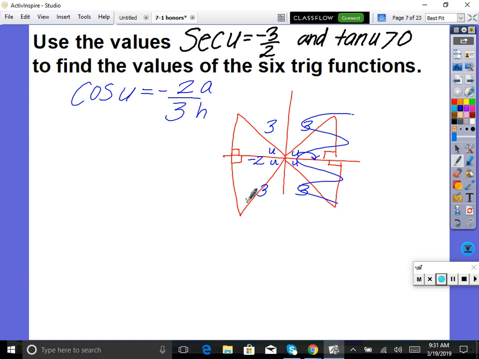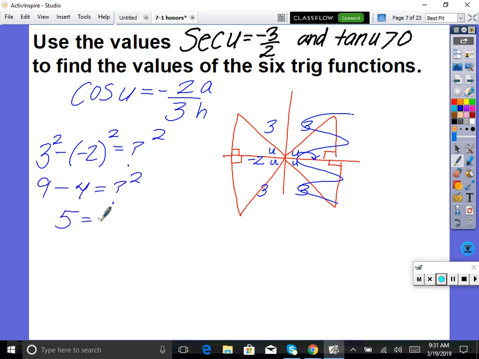So now we would do the Pythagorean theorem to find our other side. So let's do that. You would do 3 squared minus -2 squared equals the other side squared. So then that's 9 minus 4 equals question mark squared. 5 is equal to question mark squared. So the square root of 5 is the other side length. Now if we put it here or here, this is going to be negative. This is going to be positive, isn't it?